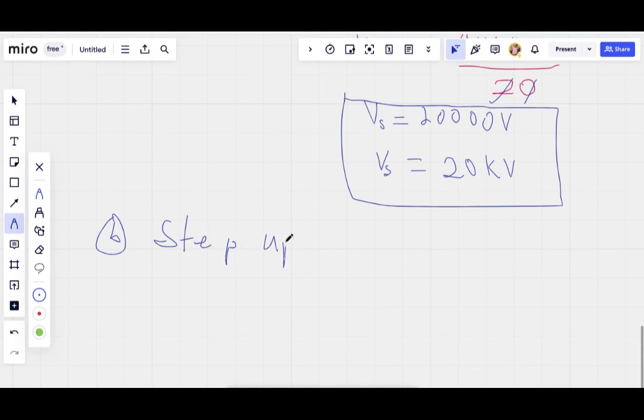So these are the types of questions you find in the Cambridge exam. You'll be able to calculate, and you'll be able to tell what type of transformer it is.